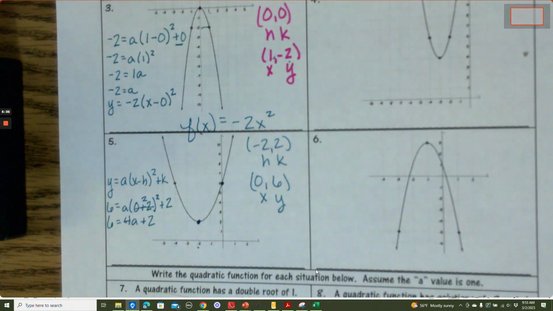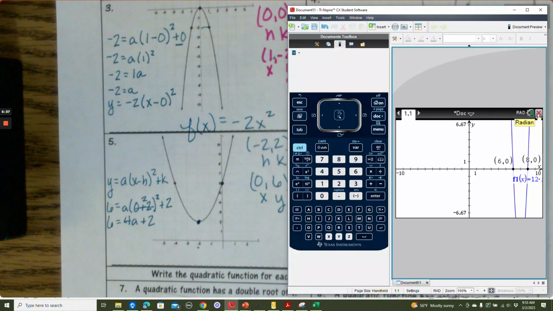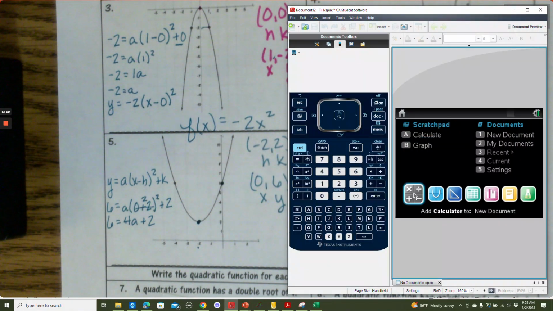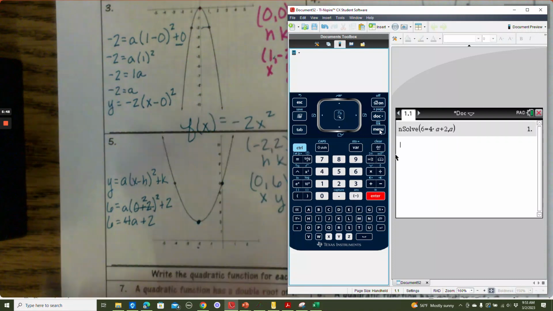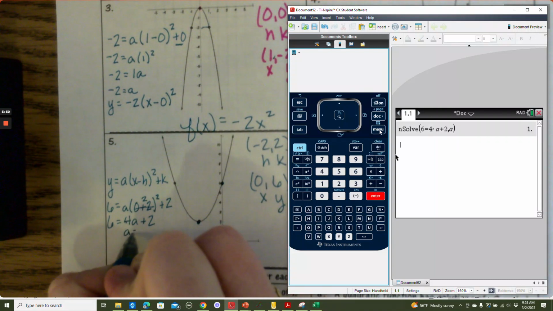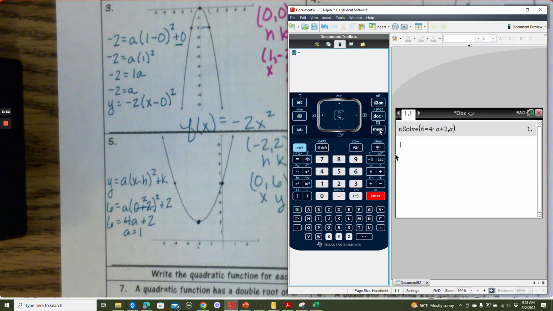So we can solve it. If you can do it by hand, you can do it in your head. Fantastic. If not, it's okay to use the calculator. 6 equals 4a plus 2, so a equals 1. Okay.